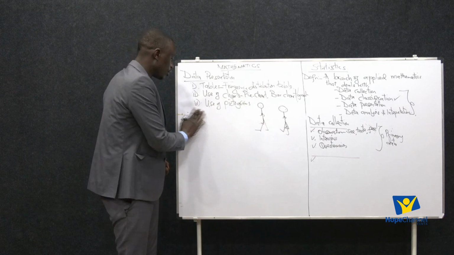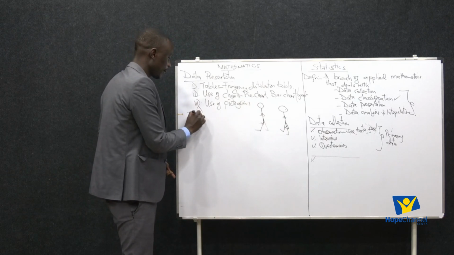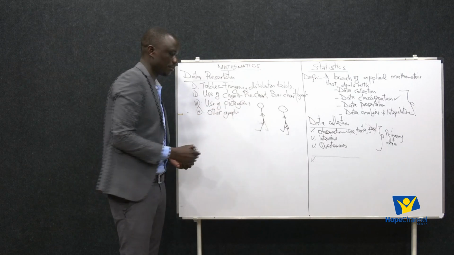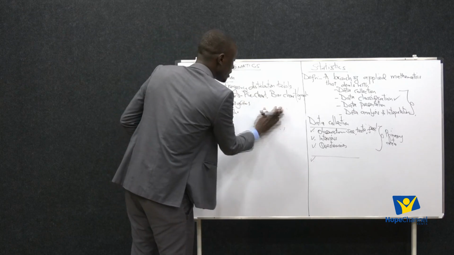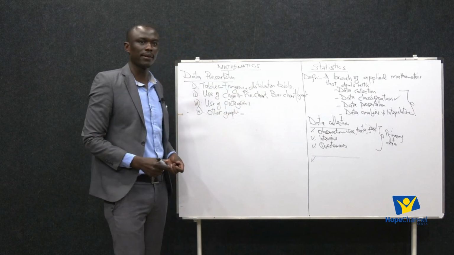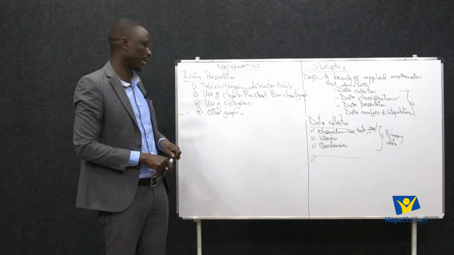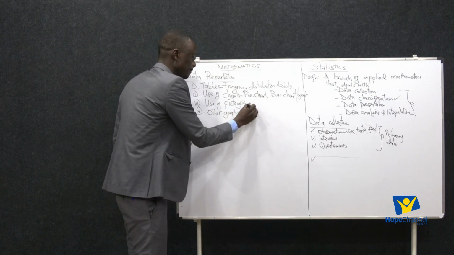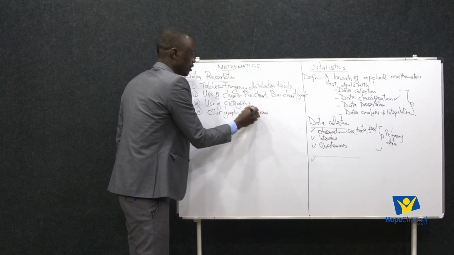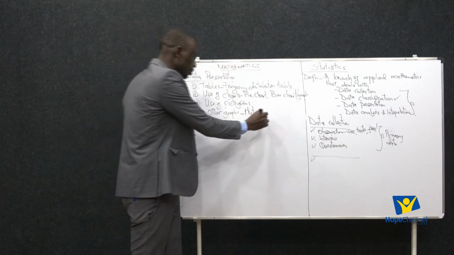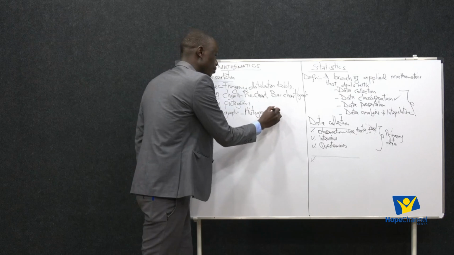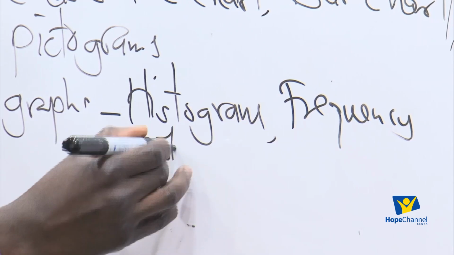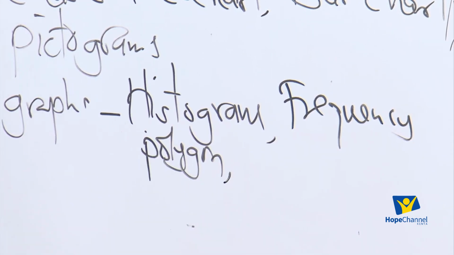Then we can also use other graphs. These other graphs include things like: 1, histogram; 2, frequency polygon.